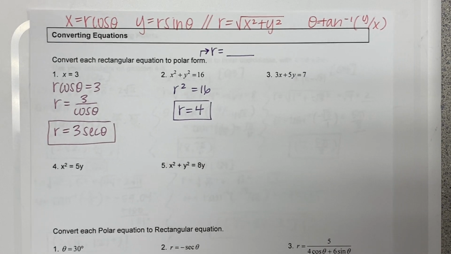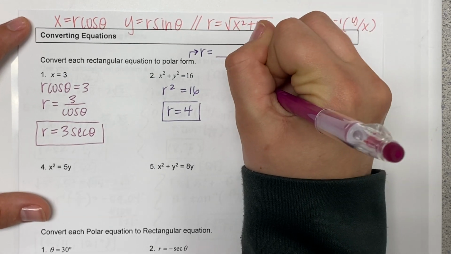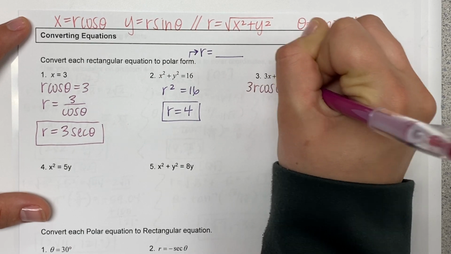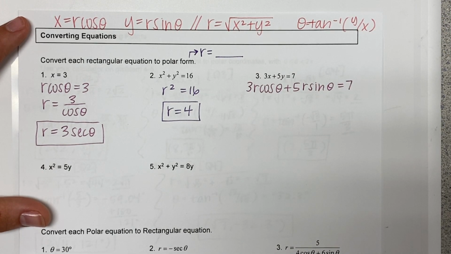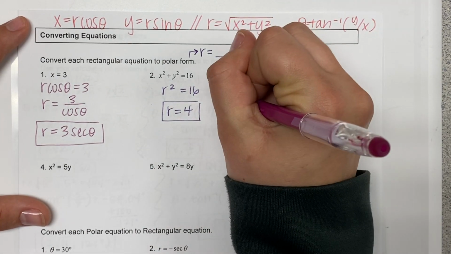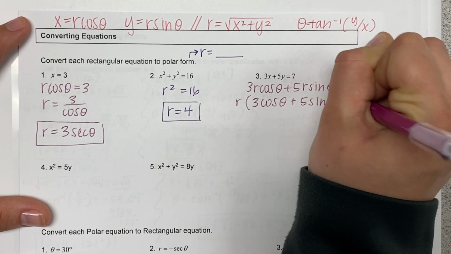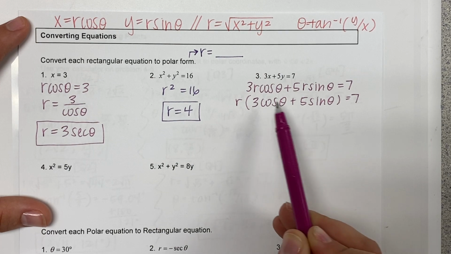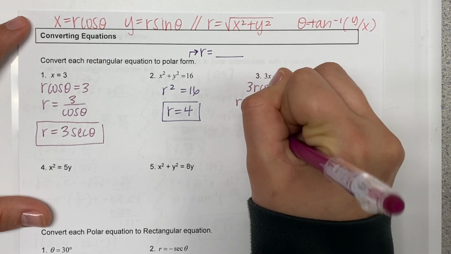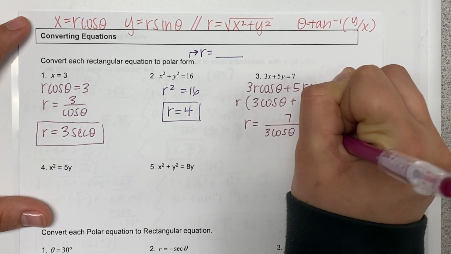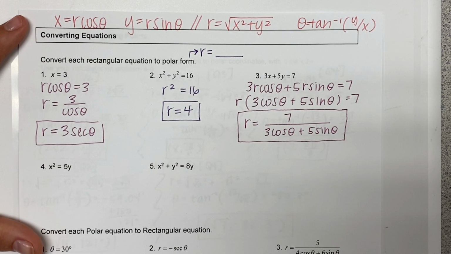Let's keep going. Number 3, so I have an x and a y. So I'm going to use r cosine theta and r sine theta. So 3 r cosine theta plus 5 r sine theta equals 7. Okay, got to get r by itself. R is in both of these terms, so I'm going to factor r on out. So now I have r times all of this. So to get r by itself, we're going to divide by all of this. And that's good enough for me. It's in r equals. So we are done. Woohoo!